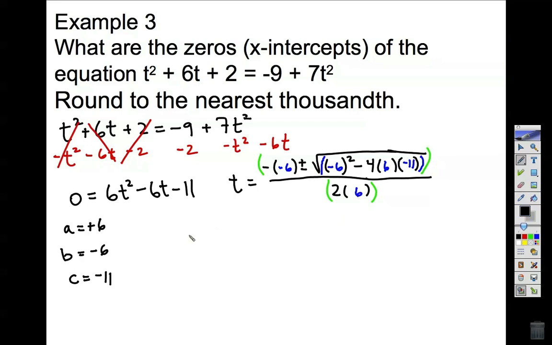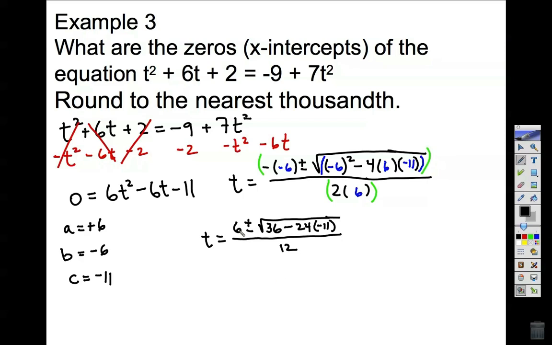So now we have t equals, now this is positive 6 plus or minus the square root. This is now 36 minus, or I should say negative 4 times positive 6. Yeah, it is negative 24 times negative 11, all over 12.